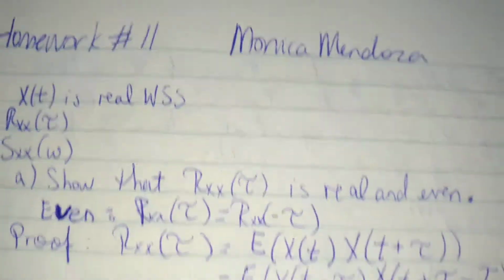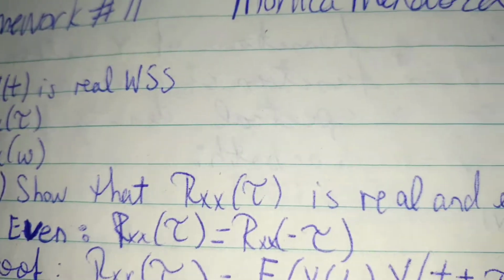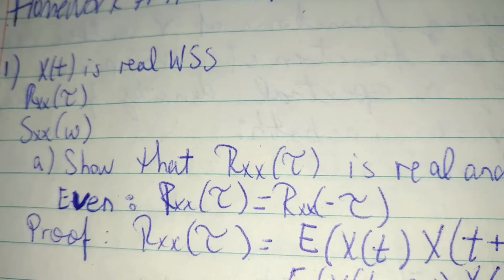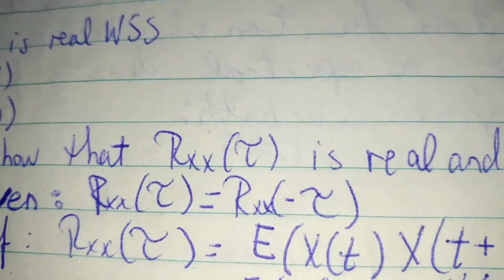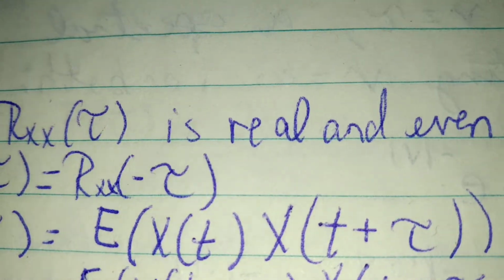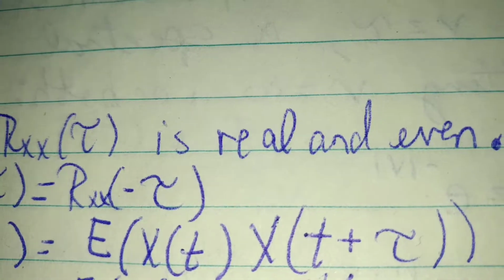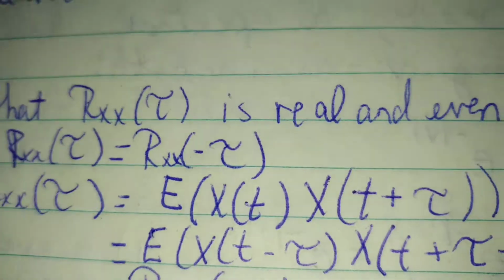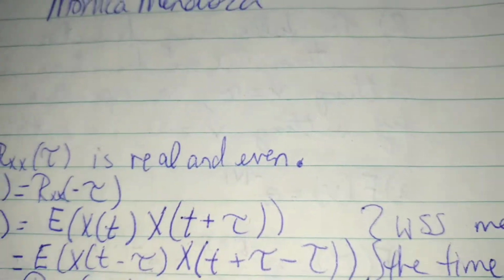So that's the question. If something's even, that means that the autocorrelation tau is equal to the autocorrelation of negative tau. To prove that, we have the autocorrelation tau is equal to the expectation of x of t times x of t plus tau, because in a wide-sense stationary process, it's independent of t.